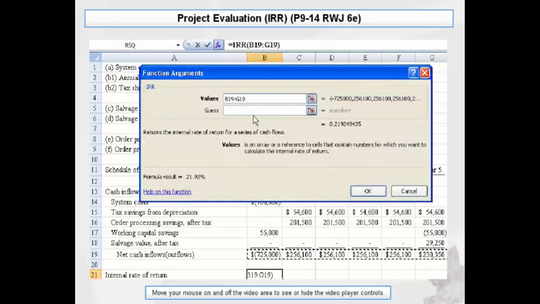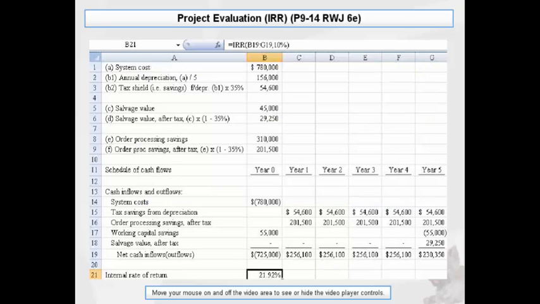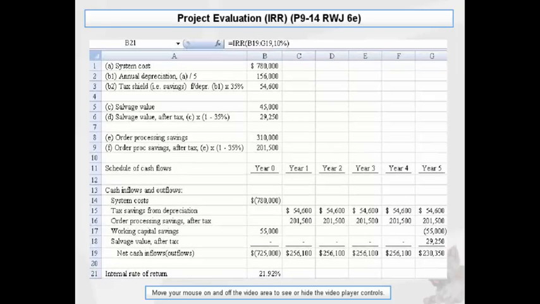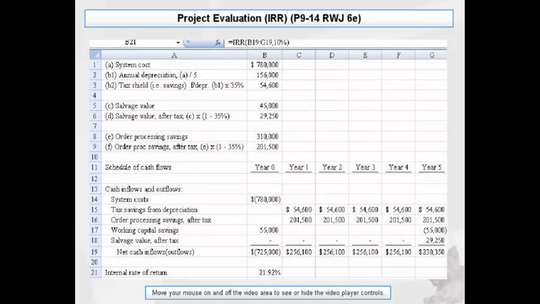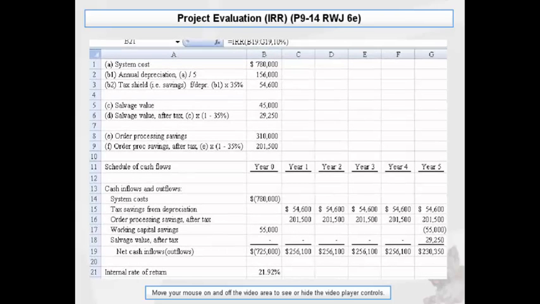And then it also asks us to put in a guess. Now you really don't have to. It probably will guess the right one. I tend to use a realistic number, so we'll enter 10%. And the answer comes back to an internal rate of return of 21.92%. Let me slide down so you can see that a little bit better on your screen. Just a little bit more. And that's the answer to this problem and how I would go about solving it.